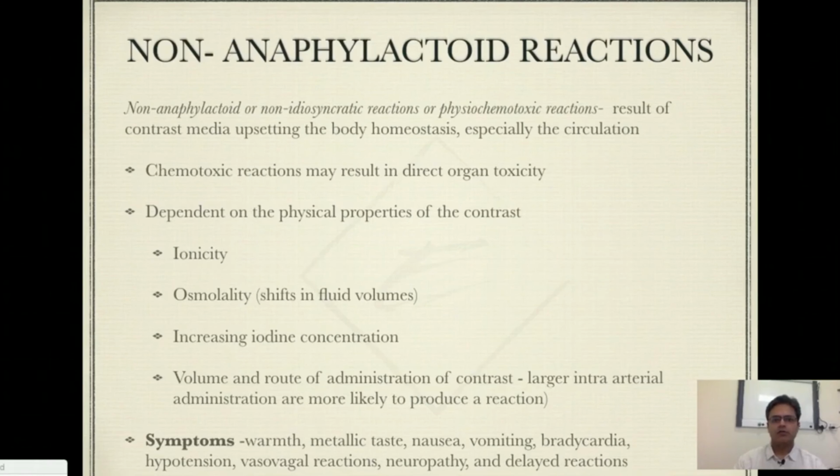Another type of reaction which we see is the non-anaphylactoid reaction, which is based on the physicochemical properties of the contrast agent. When we talk about physicochemical properties, we talk about whether they are ionic or non-ionic, what iodine content they have, what the osmolality is, what dose we have used, and how this dose has been given, I mean by what route. All these factors influence the generation of symptoms such as vasovagal episodes, a warm sensation, or a metallic taste. So these are all types of non-anaphylactoid reactions.